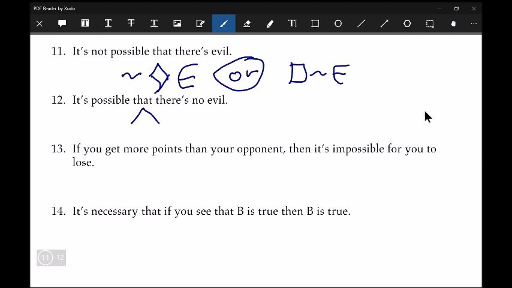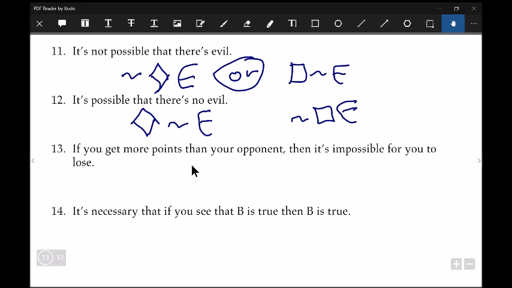It's possible that there's no evil. Okay, we could imagine a possible world in which there's no evil. Could we do that? Well, I don't want to get into that. This is just logic. Now, Annie, how could you do that with a box? Well, you could say, not necessary. Right, brilliant. Instead of saying it's possible that there's no evil, you could say it's not necessary that there's evil.